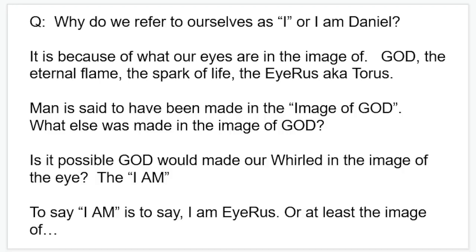Man is said to have been made in the image of God. What else was made in the image of God? Is it possible God made our world in the image of the I am? To say I am is to say I am EyeRus, or at least the image of.